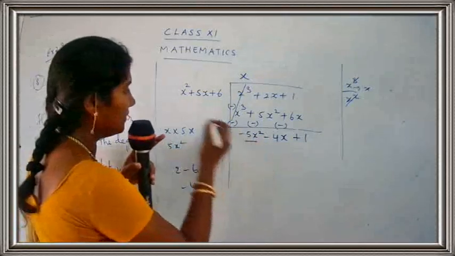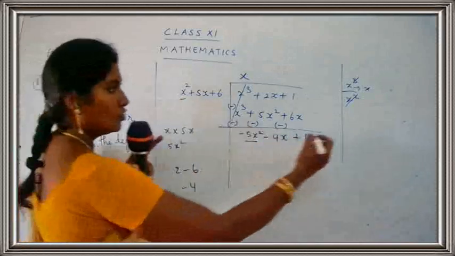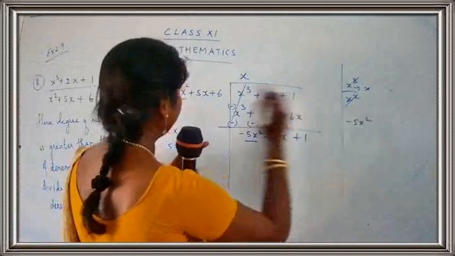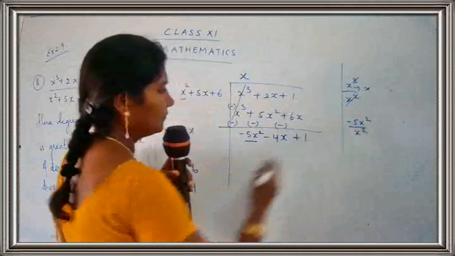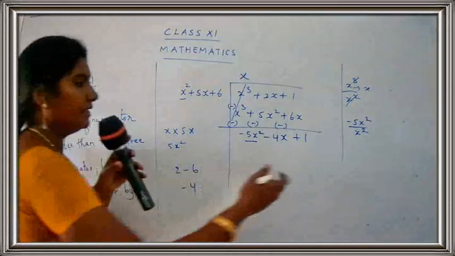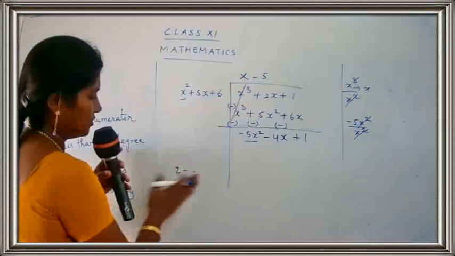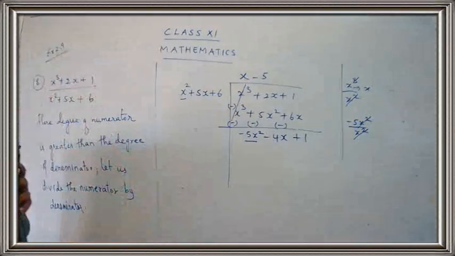So I am going to take the first term and the first term again. Minus 5x square upon x square. So what will happen here? X square gets cancelled and what is left? Minus 5 is left. So put minus 5 on the quotient part.